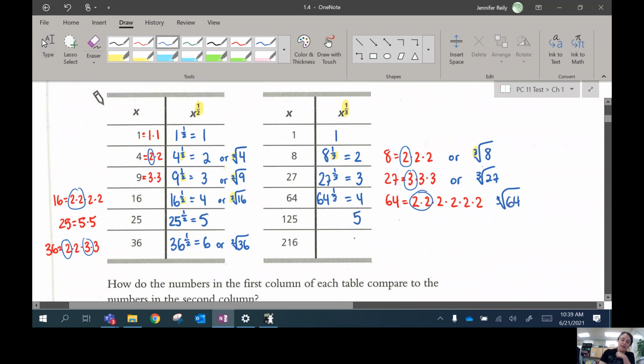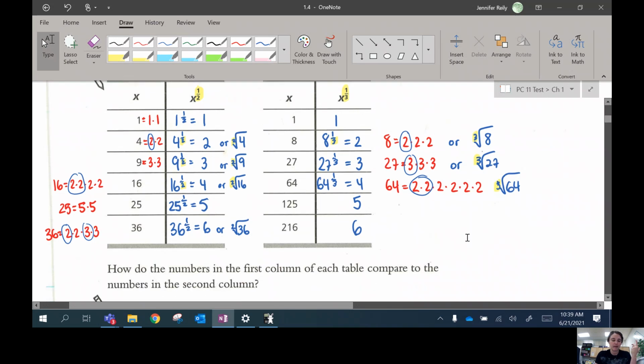Okay, this one would be 5 and this one would be 6. So now we understand that asking what the power of 1/2 is is the same as asking what the square root is. And asking power of 1/3 is the same as asking what's 1/3 of the way in the number, or what's the cube root of that number. Okay.